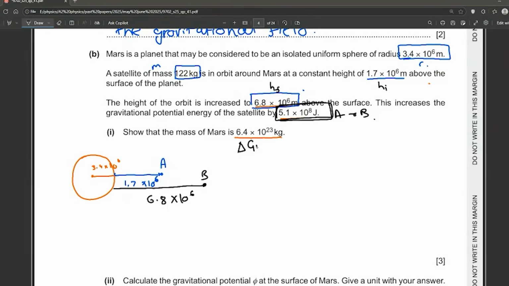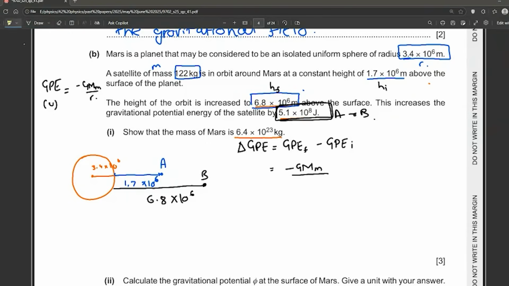Sir, how do we calculate change in gravitational potential energy? Very, very easy. Final gravitational potential energy minus the initial gravitational potential energy. Sir, what is the formula of gravitational potential energy? Do you remember what formula we wrote for gravitational potential energy, U? Minus capital G, capital M, small m divided by R.